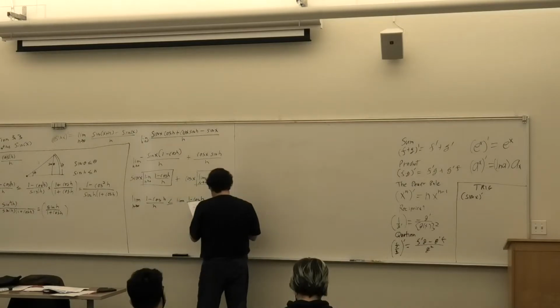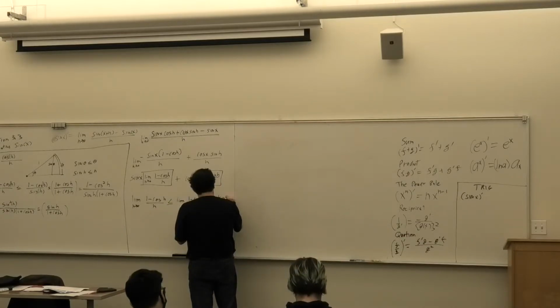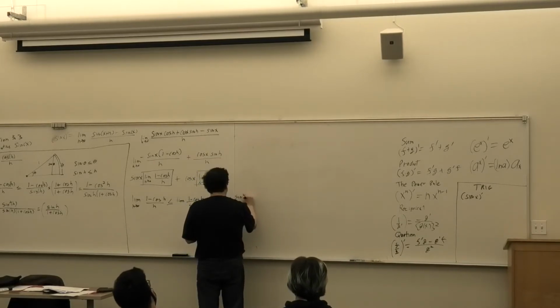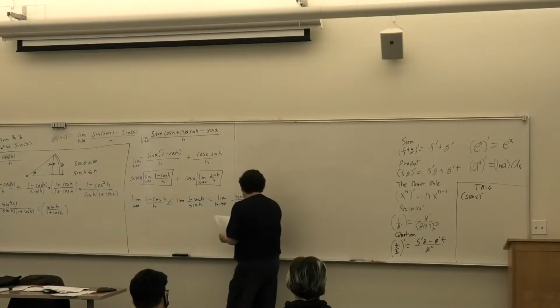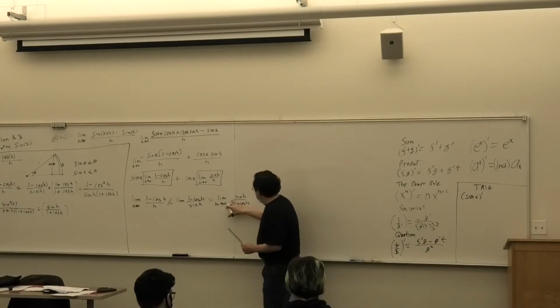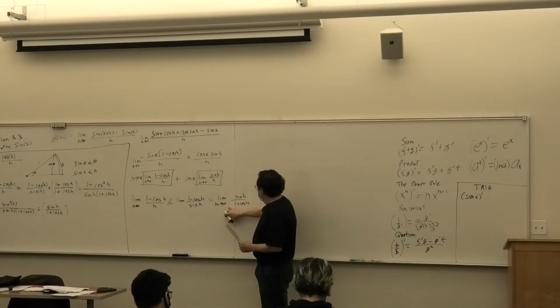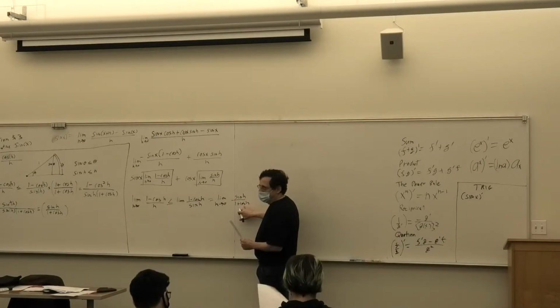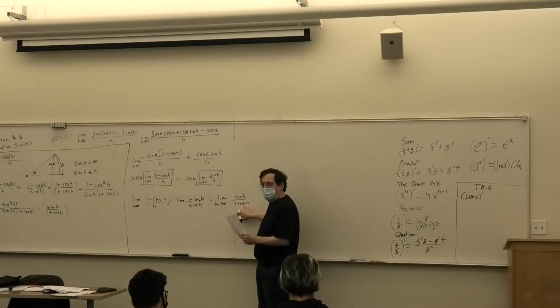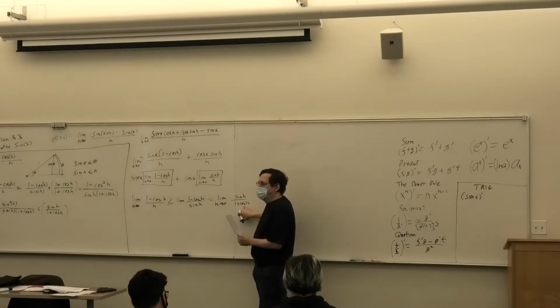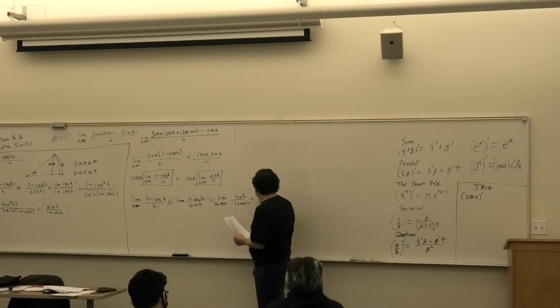Which is equal to the limit as h approaches 0 of sine of h over 1 plus cosine of h. Now we want to evaluate this. Well, at h equals 0 the sine is 0, but the cosine is, you remember what cosine of 0 is? You don't need to know this now, but you will, it's 1. So this is just 0.